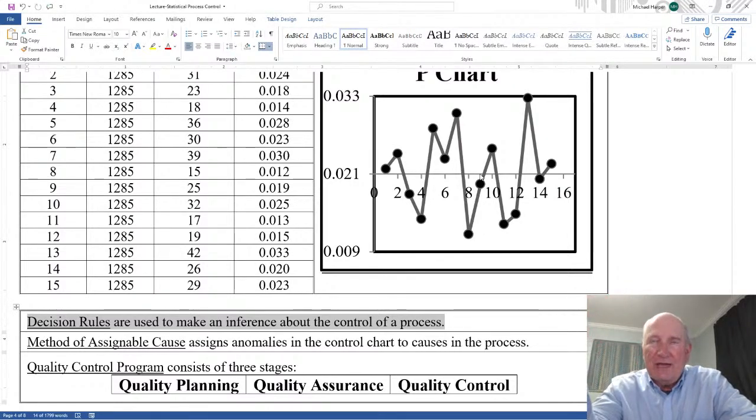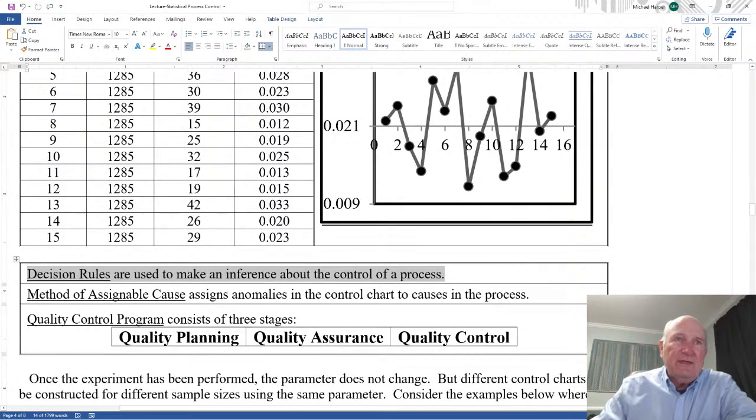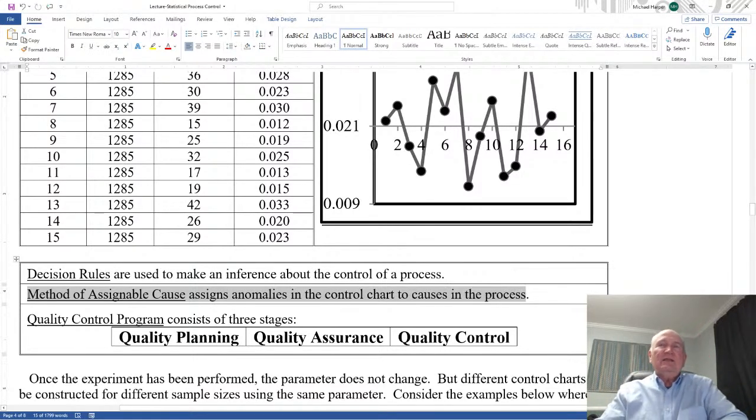It's inferring that. You have to go back and actually investigate it. Well, how do you investigate it? Well, that's the next thing down here. The method of assignable cause assigns anomalies in the control chart to causes in the process. In other words, here's a chart, there's an anomaly, something's wrong, you report it.